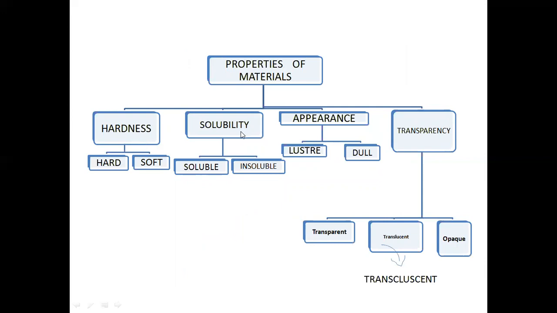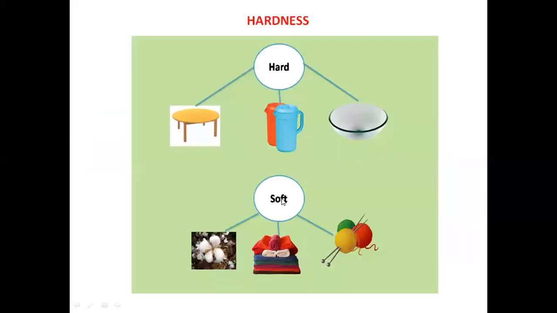Hardness, solubility, appearance and transparency. Hardness. When I speak of hardness, materials are divided into hard and soft. When I speak of solubility, materials are divided into soluble and insoluble. Appearance: luster and dull. Transparency: they are transparent, translucent or opaque. Now let's see in detail about them.